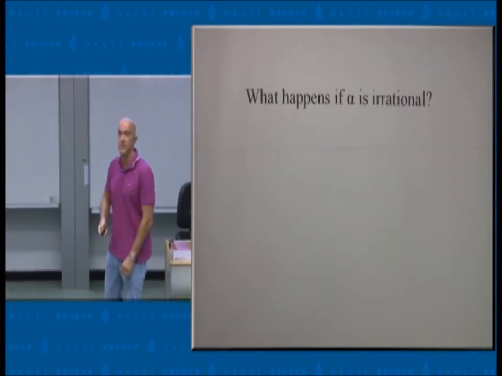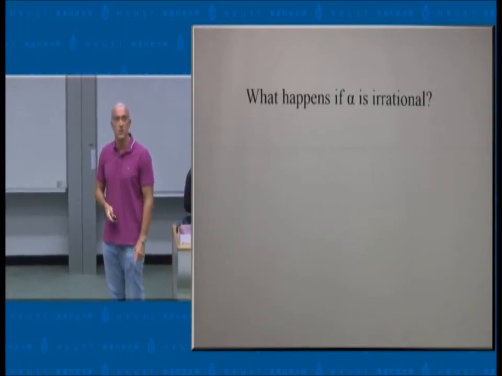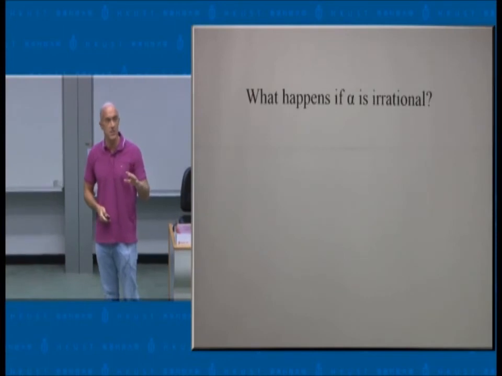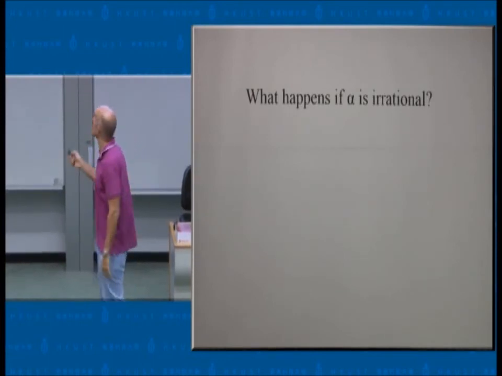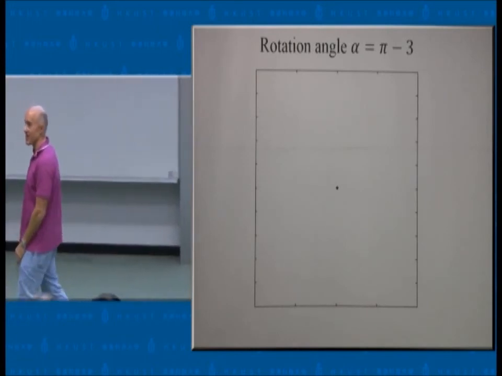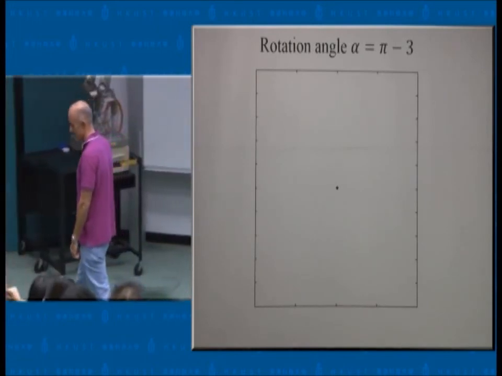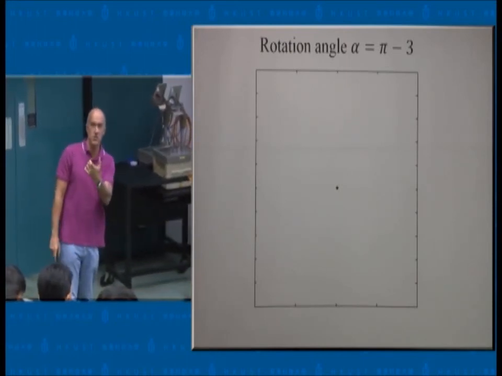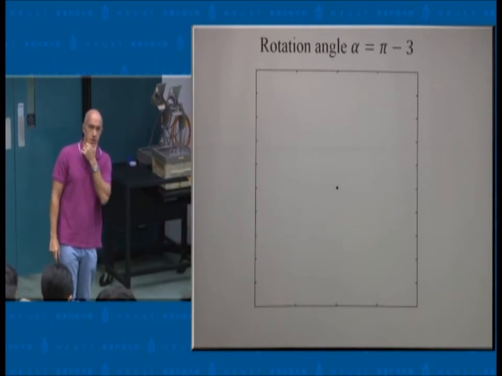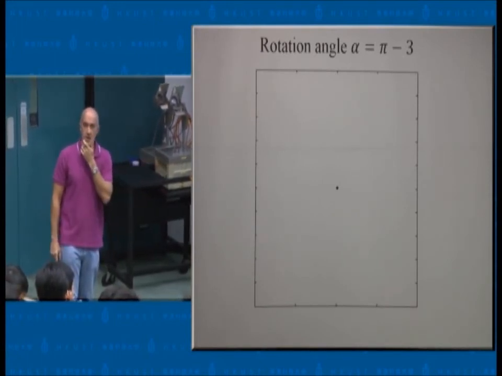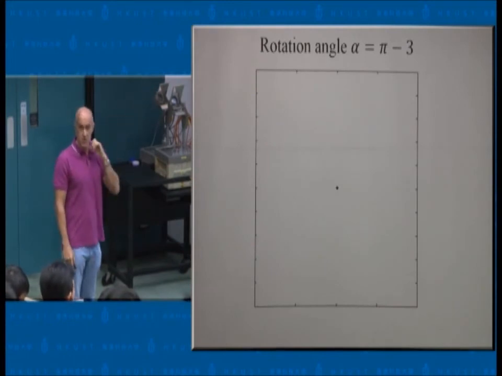So what happens if alpha is irrational? You will never get back to where you start. So you won't get lines, okay? So how about pi? That's the number everybody knows, right? So let's set alpha to be pi minus 3. So it's the fractional part of pi, okay? 0.14, whatever, okay? And let's do the simulation on the computer of the model.